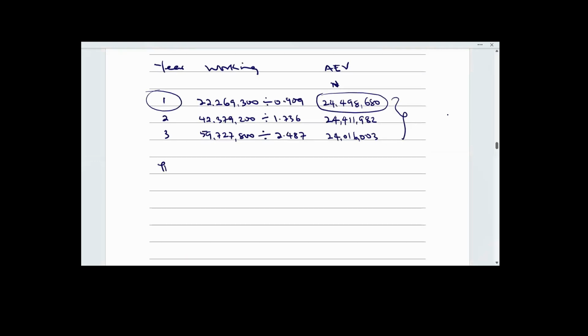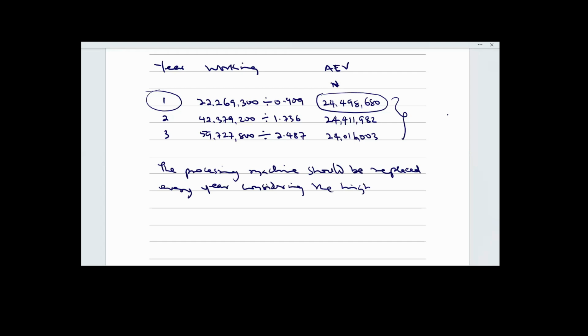So I would then say the processing machine should be replaced every year, considering the highest annual equivalent value of 24,498,680 naira. That's it. That's the end of the question.